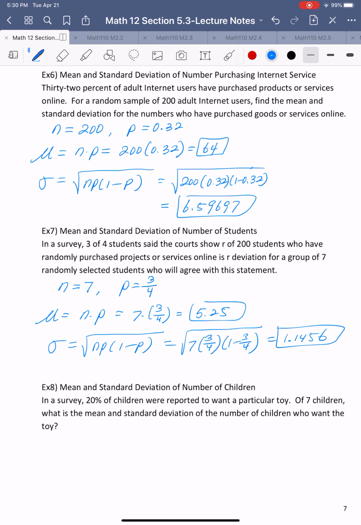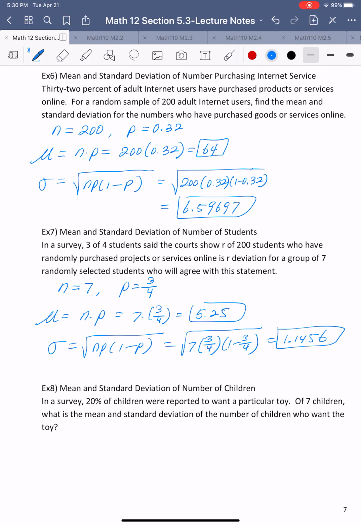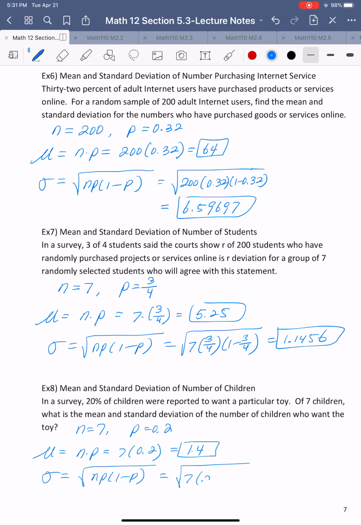Okay, last problem. Mean and standard deviation of the number of children. In a survey, 20% of the children were reported to want a particular toy. With 7 children, what are the mean and standard deviation of the number of children who want the toy? So n equals 7 and p equals 0.2, so mu equals n times p, which is 7 times 0.2, which is 1.4. Sigma is the square root of n p times 1 minus p, which is 7 times 0.2 times 1 minus 0.2, which is 1.0583.